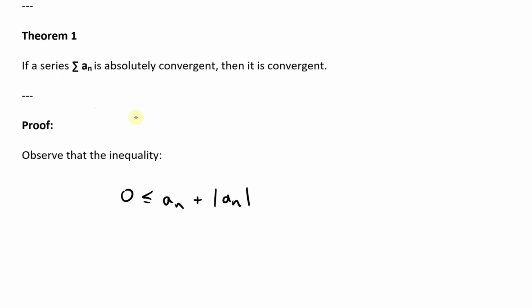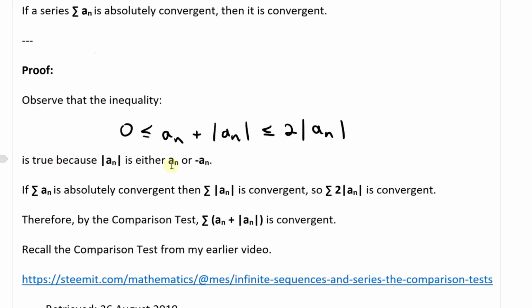So it's going to be greater than or equal to 0, but it's also going to be less than or equal to the case where these were both positive. If this was 4 and this is 4, that's going to be 8. So in other words, it's going to be 2 times the absolute value of a_n. So it's between these two choices. Yes, this inequality is true because the absolute value of a_n is either a_n or negative a_n. So either it cancels or it doubles up.